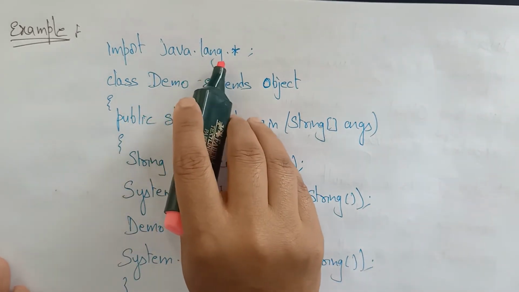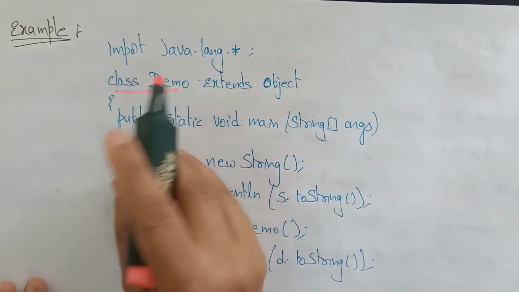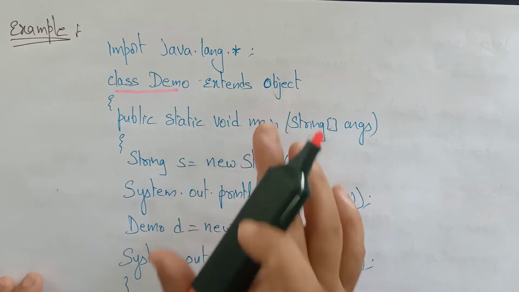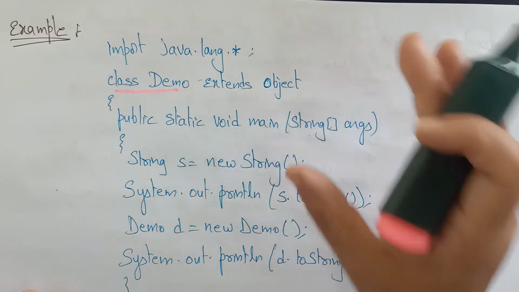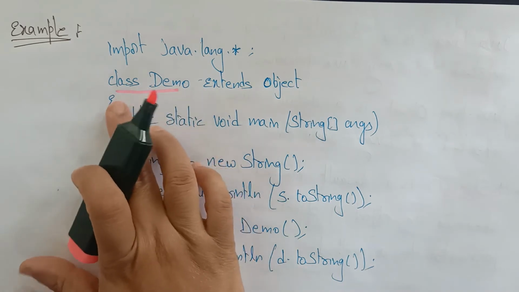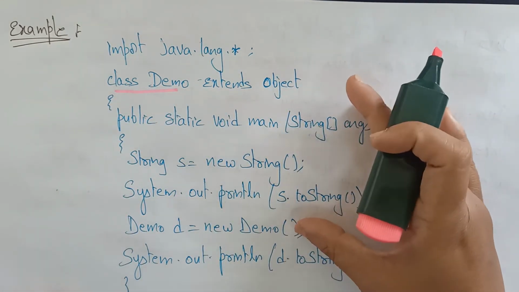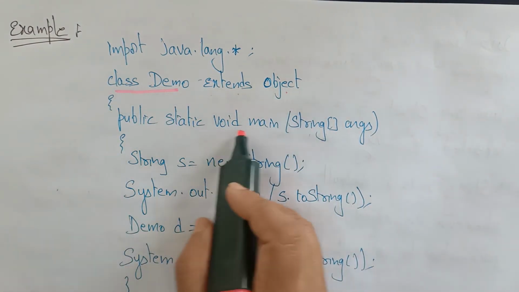I have kept import java.lang.*. Class demo. So far we have used only class demo, but here I have written extends Object also. Actually, extends Object is implicitly present. You need not mention it, even though this is the Object class. But here I am mentioning everything, in the cases where it is implicitly taken. Class demo extends Object, public static void main.